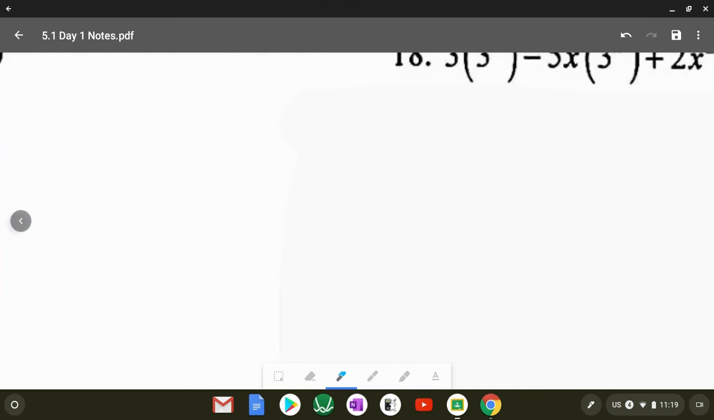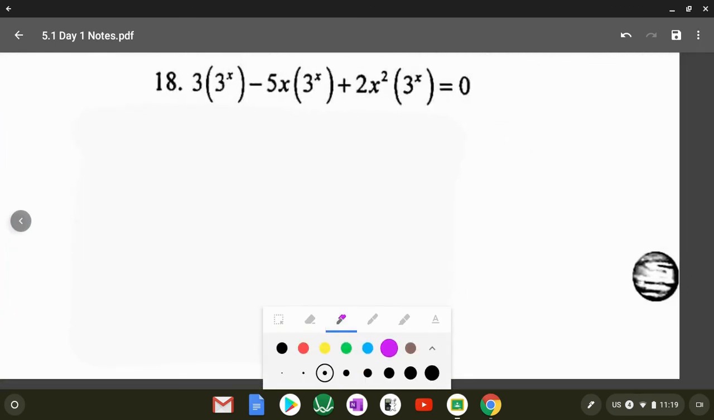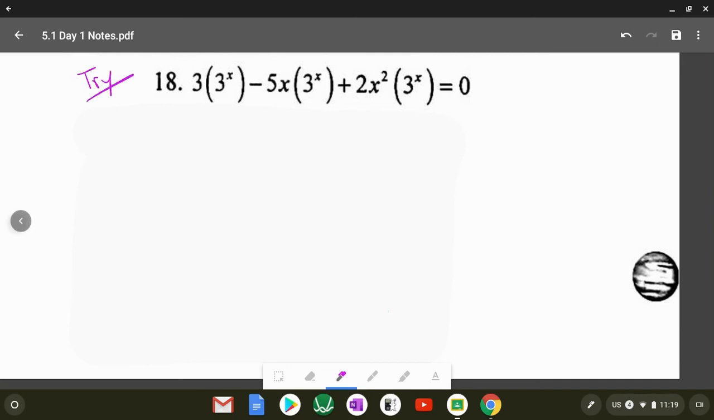So last one here, number 18. Go ahead and try this one on your own. Pause the video before you do, and then once you're done trying it, you can unpause it, check your answer, and we'll be good.